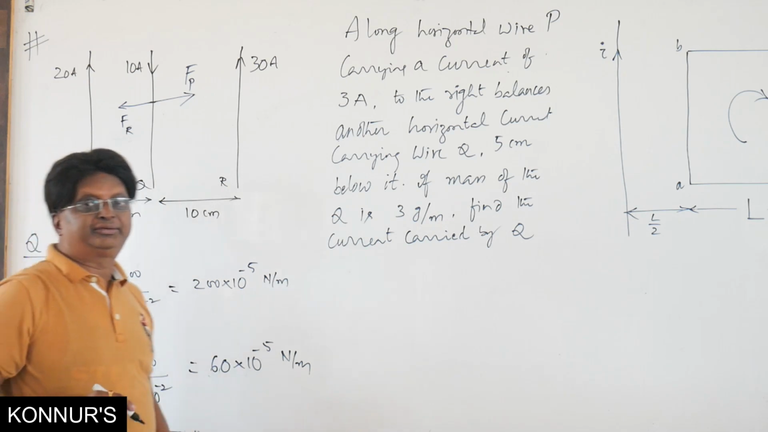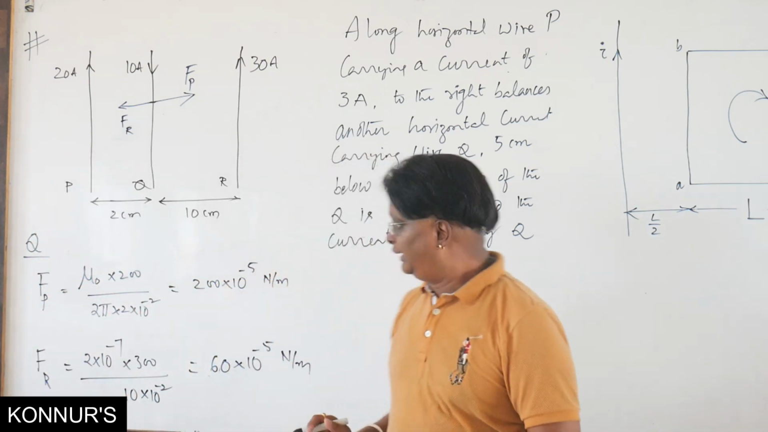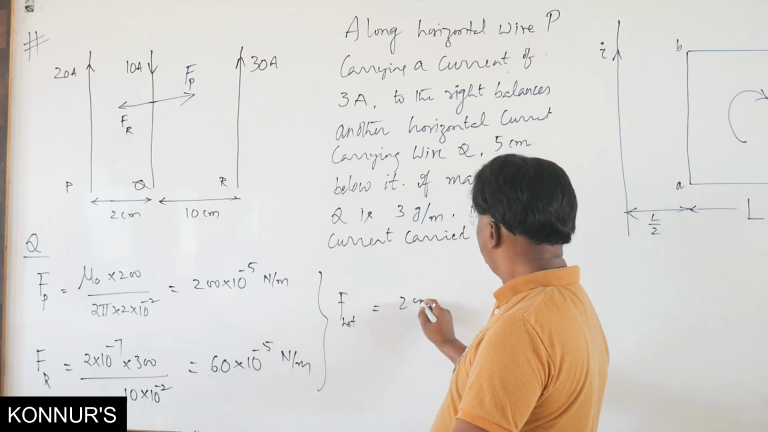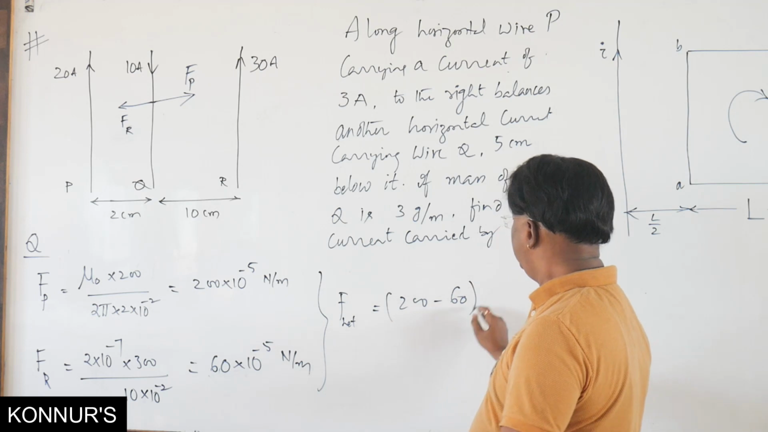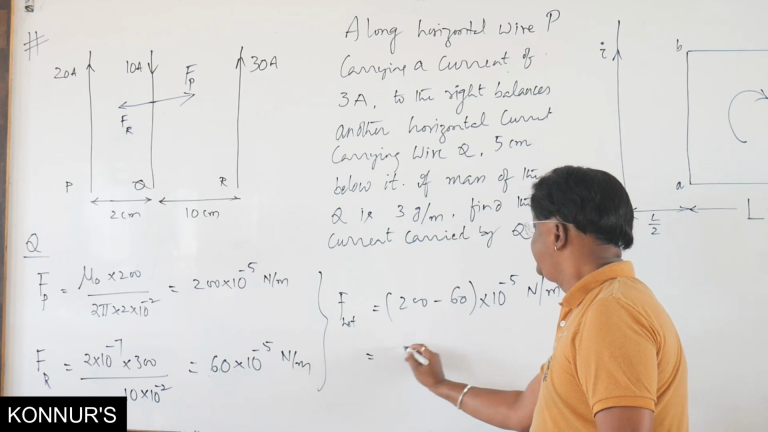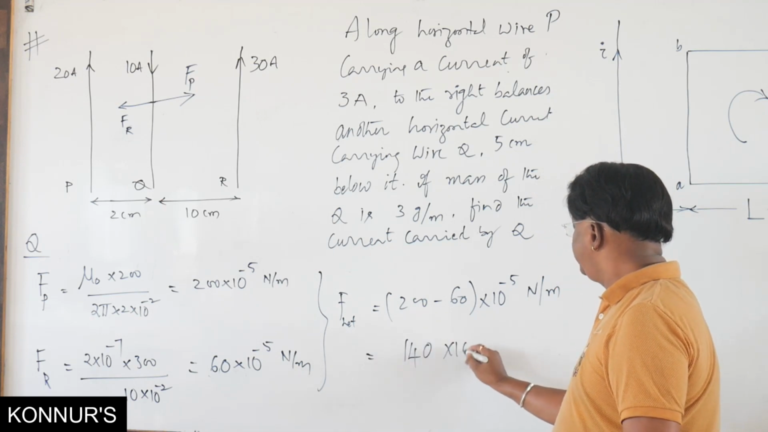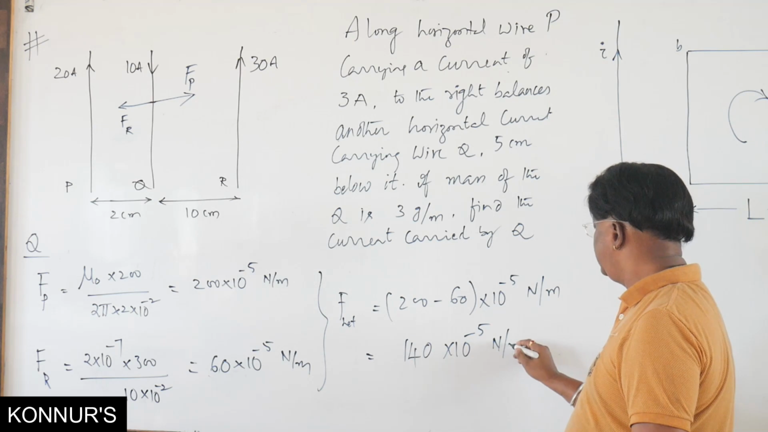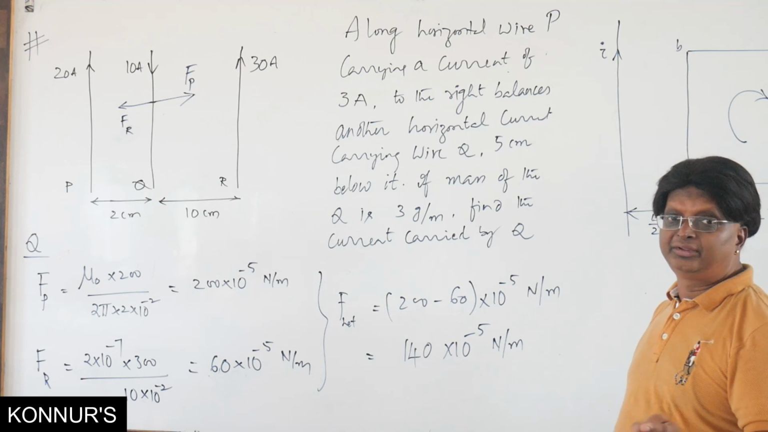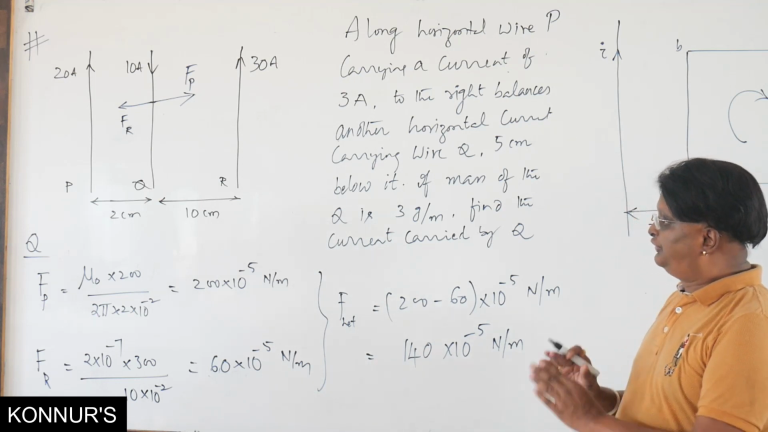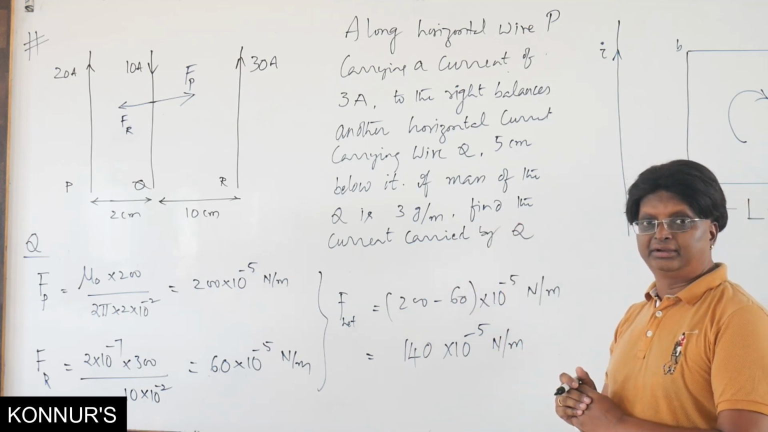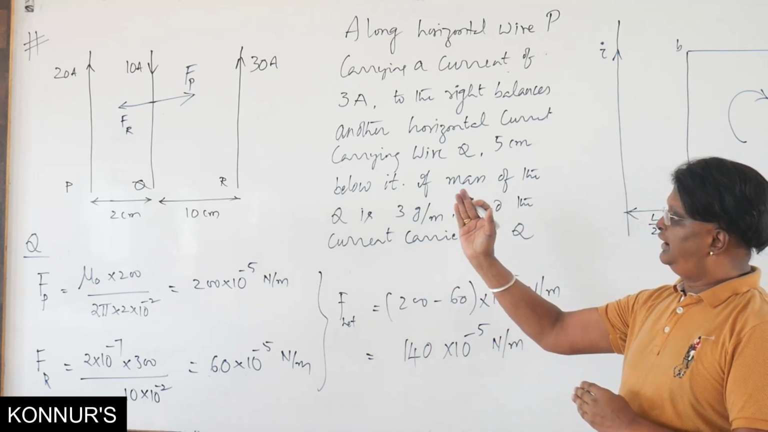And look at these two vectors, they are anti-parallel. Therefore, what is the net force? It is 200 minus 60 times, of course, there is a submultiple, Newton per meter. So this is 140 into 10 raised to minus 5 Newton per meter. Any other kind of submultiple, if you can do, look for the options and find the right option. So this is how, with more than two conductors, of course all of them straight conductors, we find the net force.